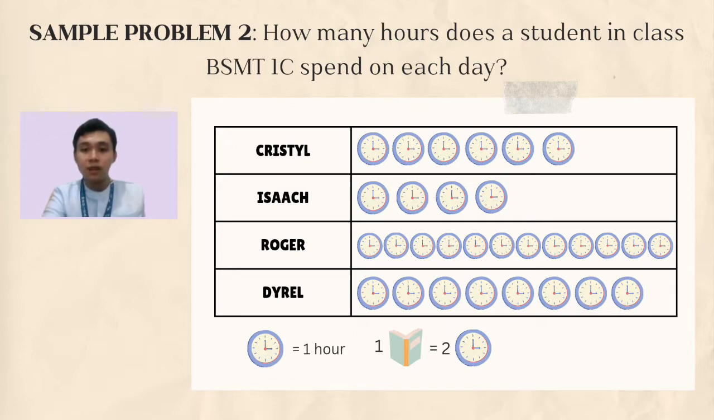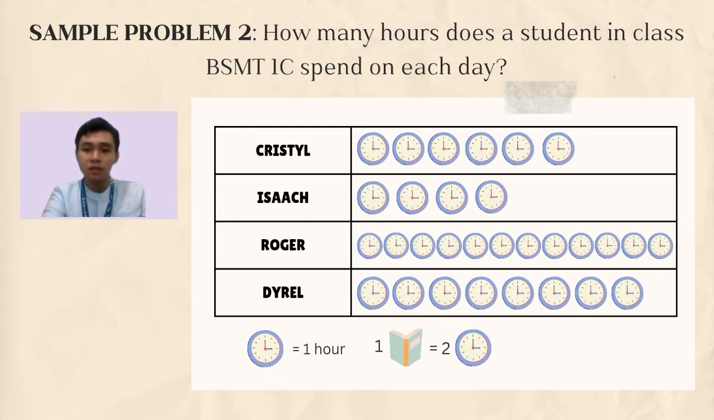The last student we have is Roger. We have 12 hours given for Roger. Okay, so how many books do we need to put in the table for Roger? We have 1, 2, 3, 4. 4 books is equal to 8 hours.